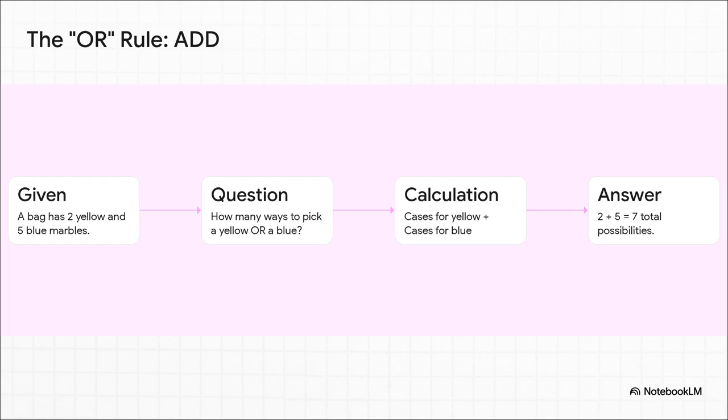Picture this. You've got a bag, and inside there are 2 yellow marbles and 5 blue marbles. Now, the question is, how many ways can you reach in and pick out a yellow marble or a blue one? Well, you can't pick both at the same time, right? It's one or the other. So you just add the possibilities. That's 2 ways to get a yellow plus 5 ways to get a blue, which means you have 7 total possibilities.